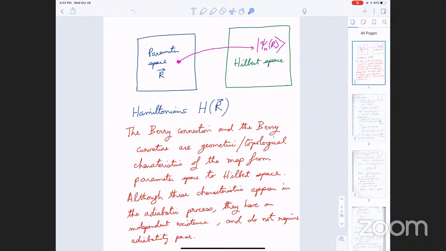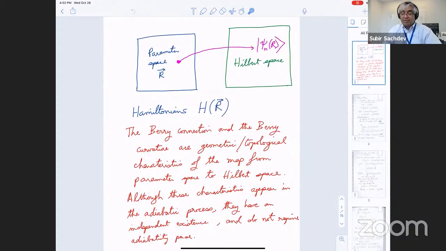Any questions? Yes. Is the parameter space here something in K space, in the Brillouin zone? Or is it other? It could be anything. Right now, it will be K space for the case of Chern insulators. But right now, the idea is very, very general.